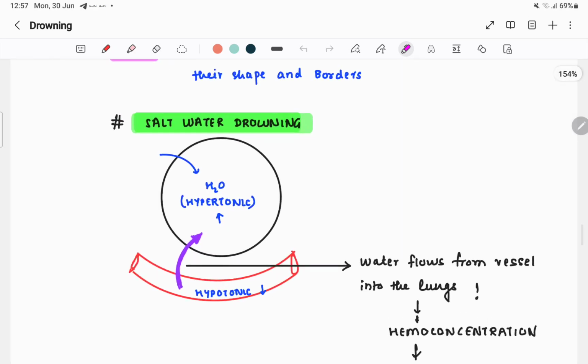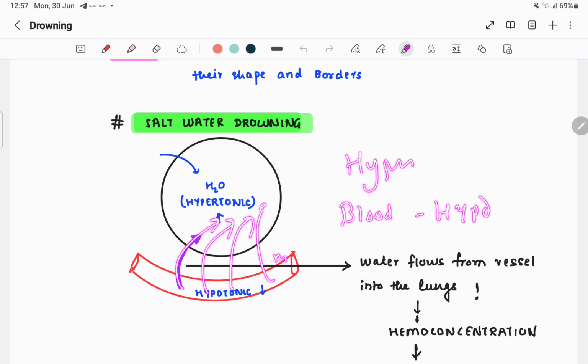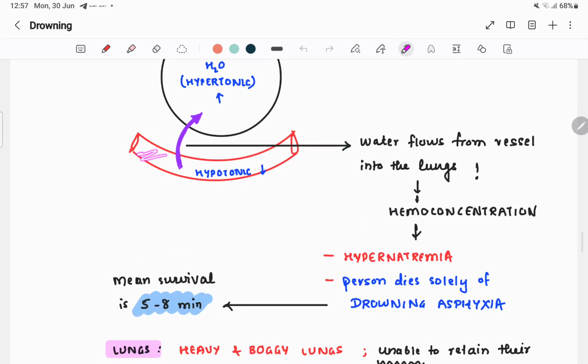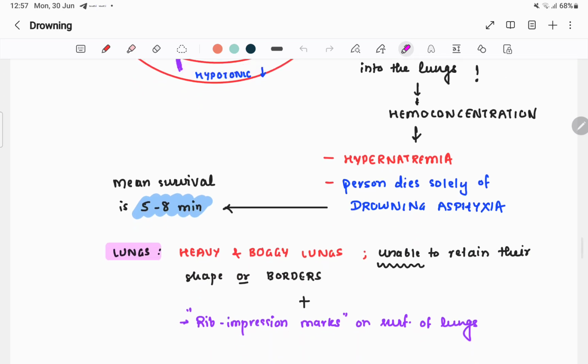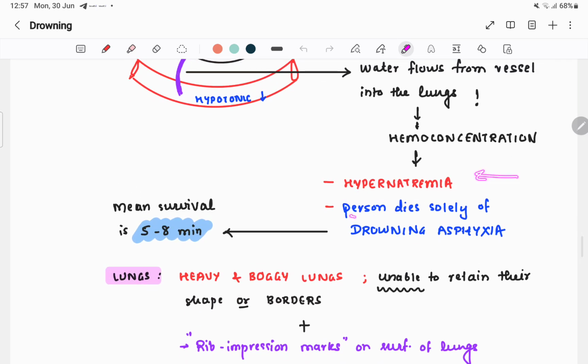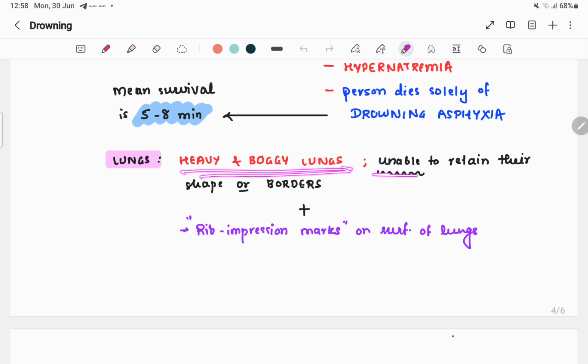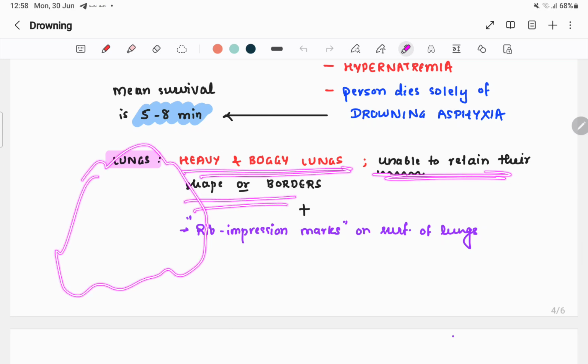Saltwater drowning. Here water is hypertonic and blood is hypotonic. So water will move from hypo to hyper, that is, the water flows from vessel into lungs. Hemoconcentration will be there, more concentration due to less water. Hypernatremia, and the person dies of drowning asphyxia. There will be asphyxia, and mean survival is 5 to 8 minutes. In freshwater it was 3 minutes, and in saltwater it is 5 to 8 minutes. Lung is heavy and boggy, unable to retain its shape or border.